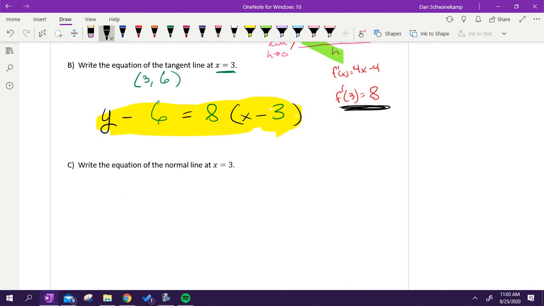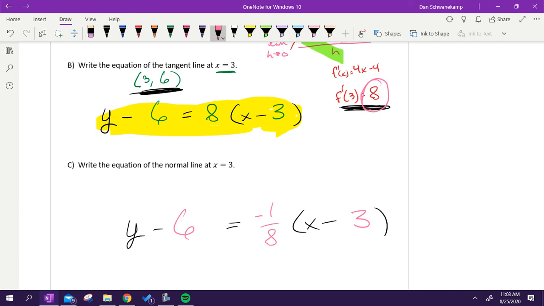The last part says write the equation of the normal line. So if I'm writing the equation of the normal line, oh, it's the same thing as the tangent line. y minus equals x minus. I still got the same point. This point didn't change. It's still 3, 6. So it's x minus 3, y minus 6. The only difference if we're doing normal line means what kind of line? A perpendicular. So if my slope was 8, now it's going to be negative 1/8, opposite reciprocal.